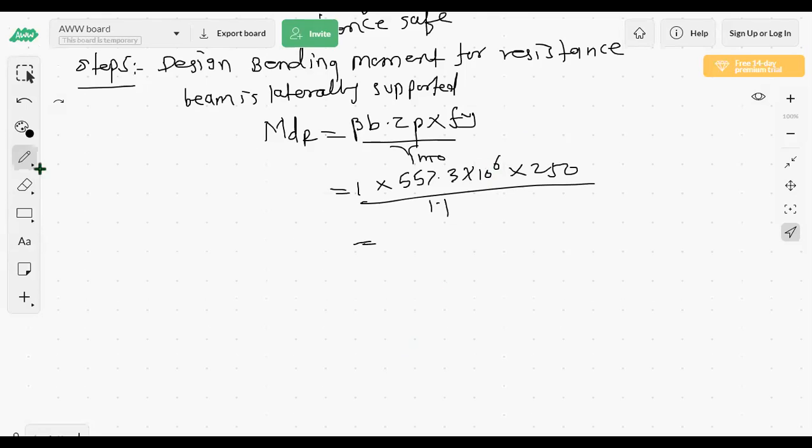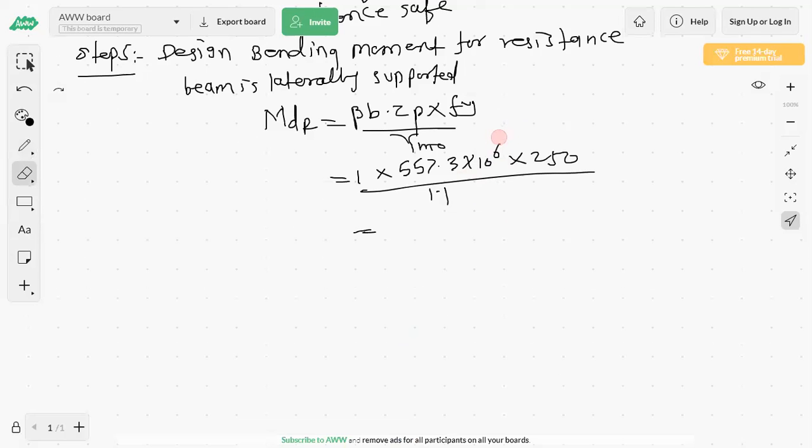Is this 10 raised to 3, no? This is 10 raised to 3. Okay, so how much? Please tell me the answer fast. 126.66 kilonewton meter. Okay.